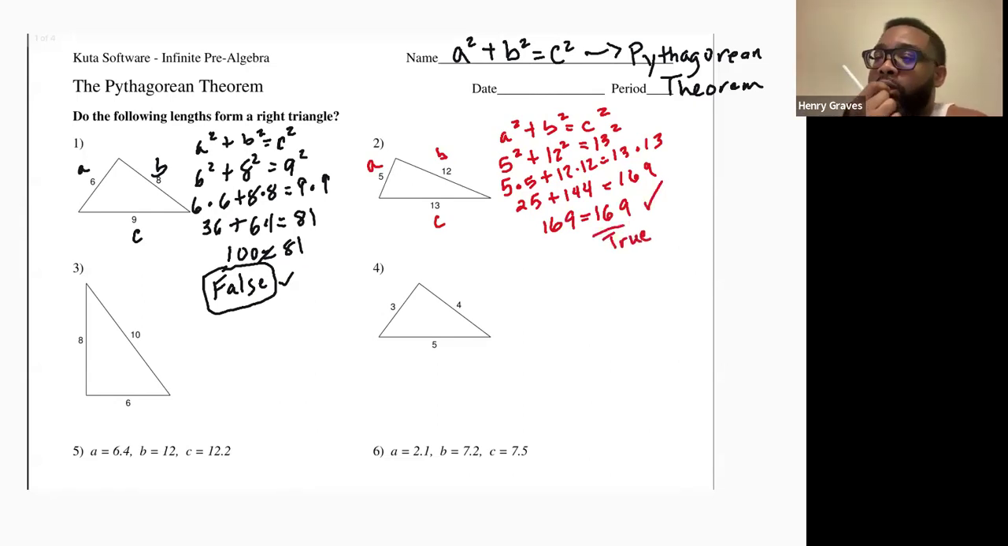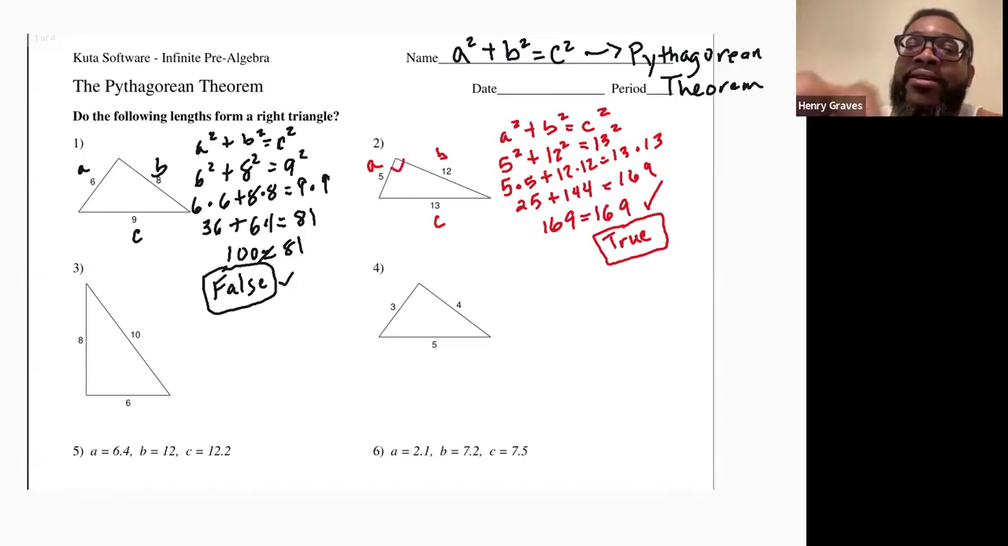I think that's pretty cool, honestly. So we know for sure, we can say number 2 is indeed a right triangle. So we can just go ahead and put that little square there. Okay, on to number 3.